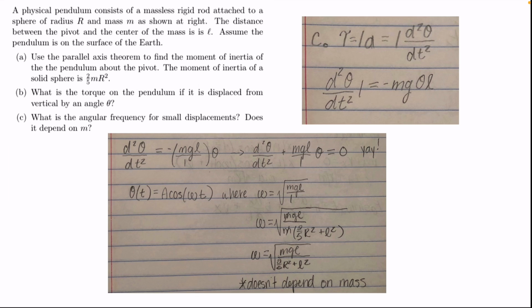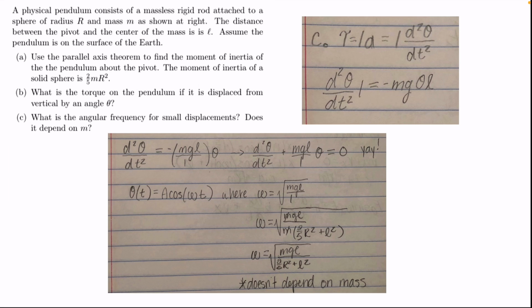And I went ahead and rearranged this equation a bit to get it into the form that allows us to use theta of t equals A cosine omega t as the solution equation, or whatever it's called. And you can see I did that just by rearranging that equation so it equals 0. And that then would allow us to say that omega is going to be the square root of mgL over I.